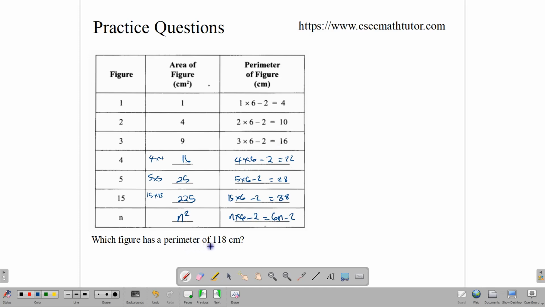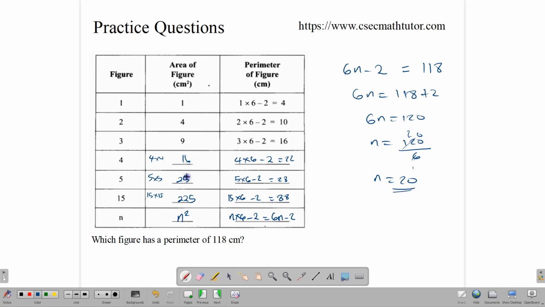Which figure has a perimeter of 118? So we need to use this formula to see which figure over here would have that perimeter. So we write 6n minus 2. Whatever number we put in should give us a perimeter of 118. And as you see, you have a very, very simple equation. So 6n would be equal to 118 plus 2, which gives you 6n is 120. And then n therefore is 120 divided by 6. 6 into 12 is 2, and a 0 here, so our n is 20.